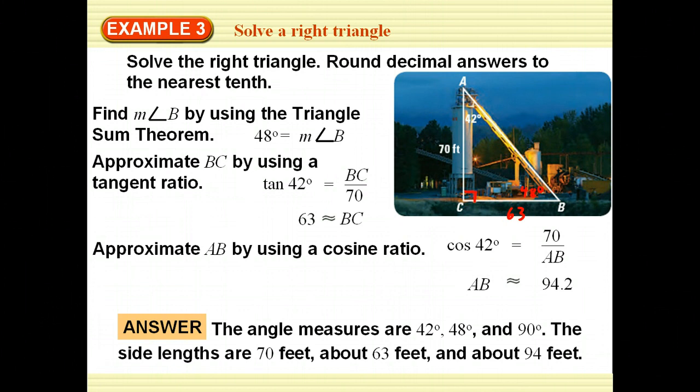So the angle measures are 42, 48, and 90. The side lengths are 70, 63, and about 94. So we now know all the sides, all the angles.